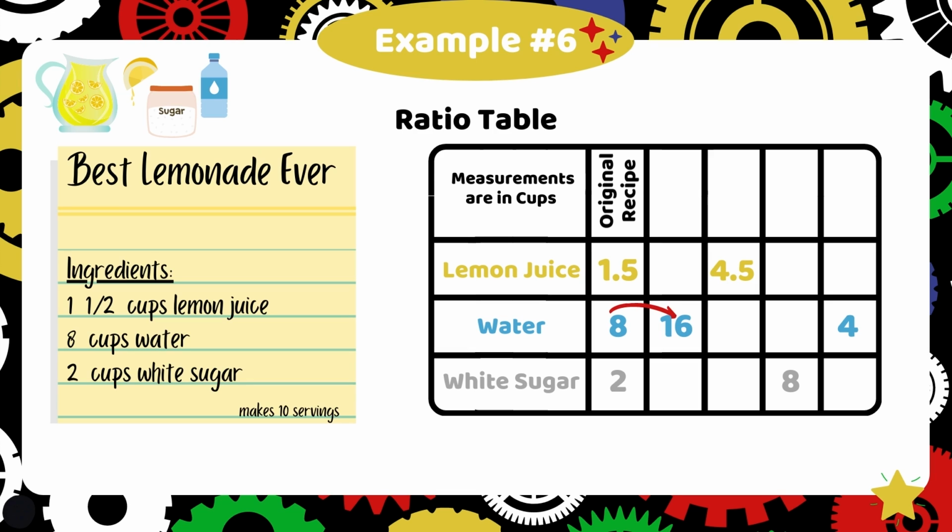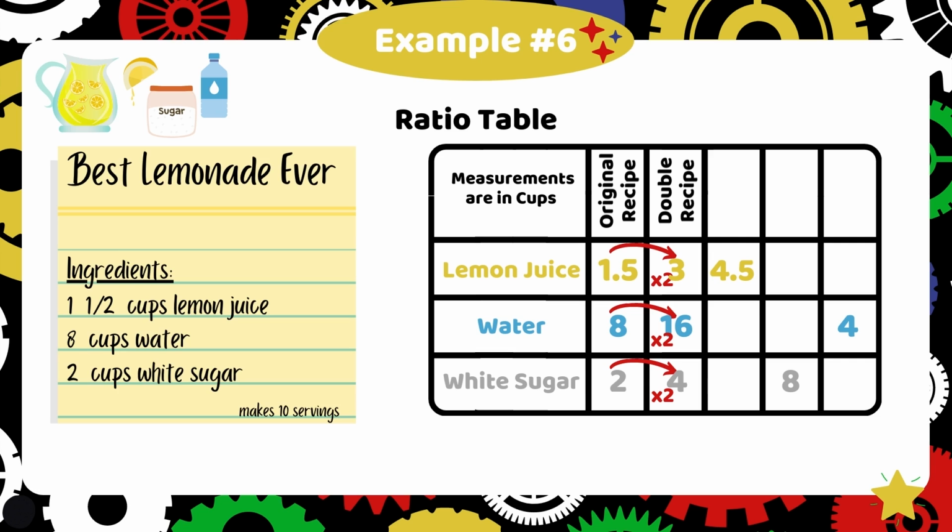So I can see from 8 to 16 cups of water, it's doubled, times 2. So that means we need to do the same math to the 1½ and to the 2 in order to fill out the second column. 1½ times 2 is 3, and 2 times 2 is 4. Now, like I said, this is double the original recipe.